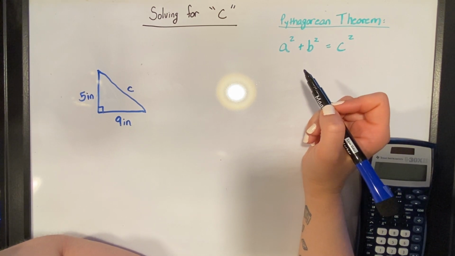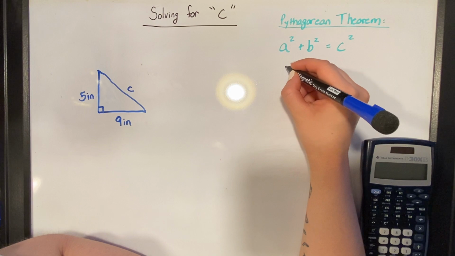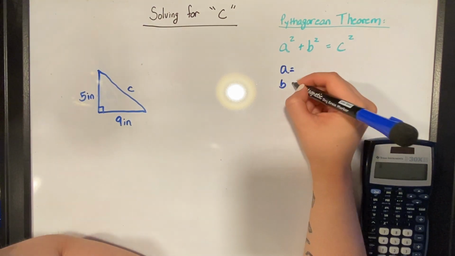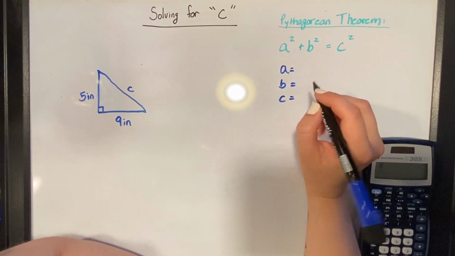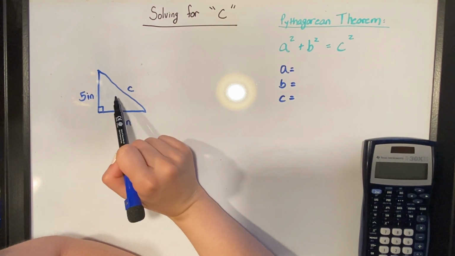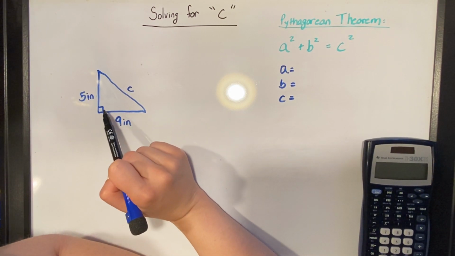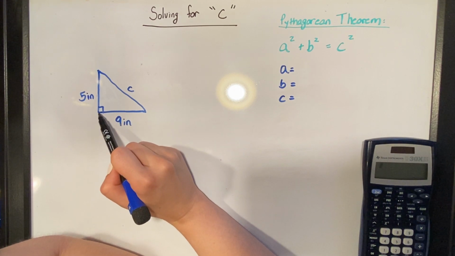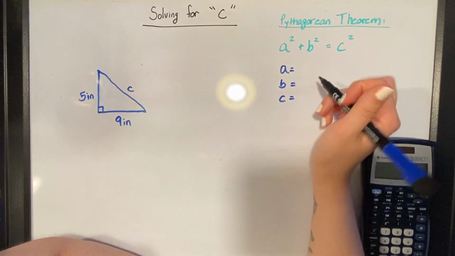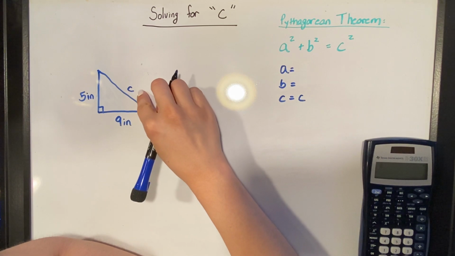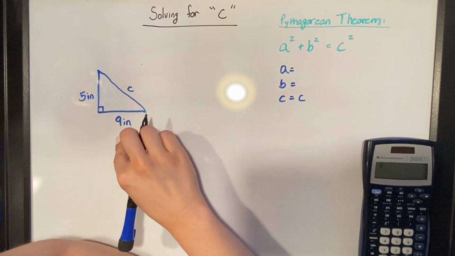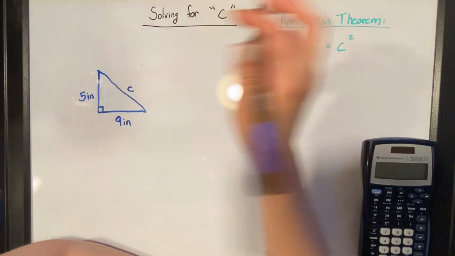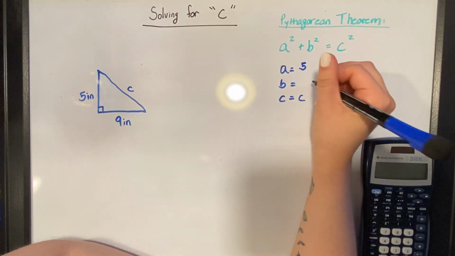Okay, let's first find A, B, and C. First thing, like I always said, C is the easiest to identify. So here's the 90-degree angle. Opposite 90 is always C, so C is C. We don't know that quite yet. And then we're left with A and B. The legs are A and B, it does not matter which, so we'll say A is 5 and B is 9.